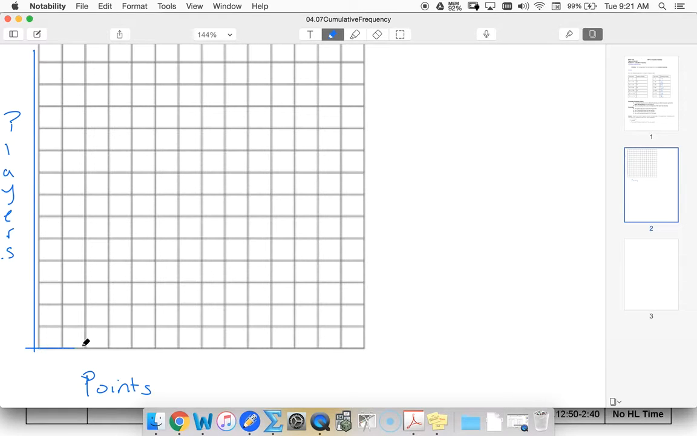I should have actually lined it up. So let's line this one up a little bit better. Still not there. All right, there we go. Notice I don't need any negative values. I don't have negative points or negative players, and I don't need to label every box. I'm going to show my first one is 10, and my first one is 20.